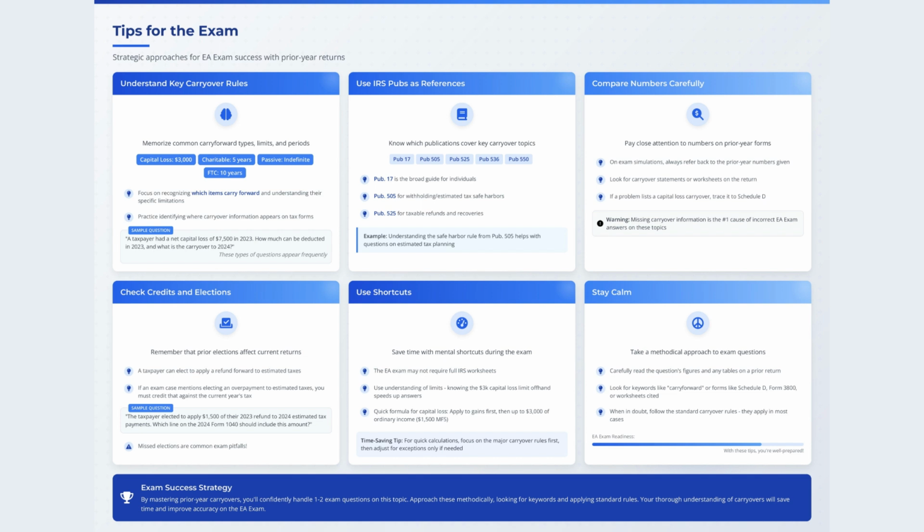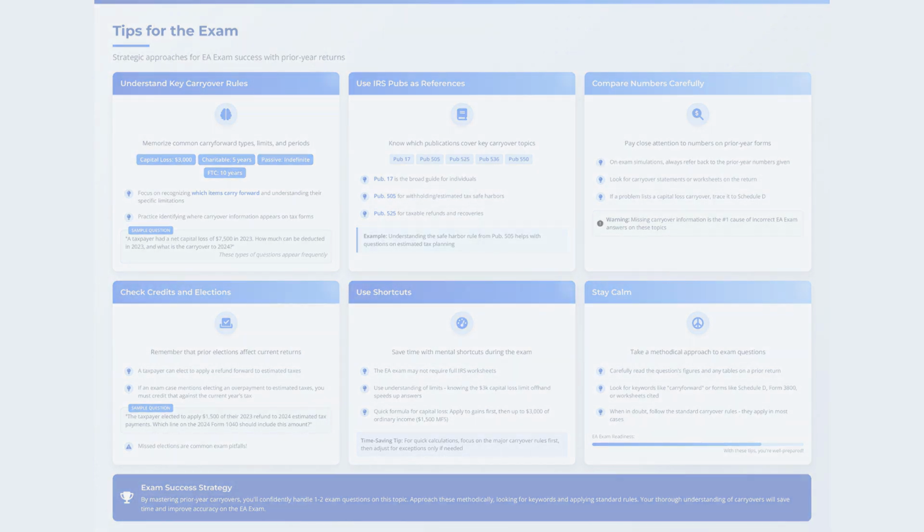Know the carryover rules, use IRS pubs smartly, compare details, and stay cool under pressure. You've got this. And remember, prior year return questions aren't just about taxes, they're about attention to detail, which is exactly what the IRS expects from an enrolled agent.